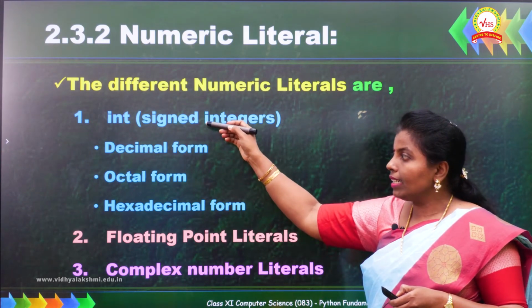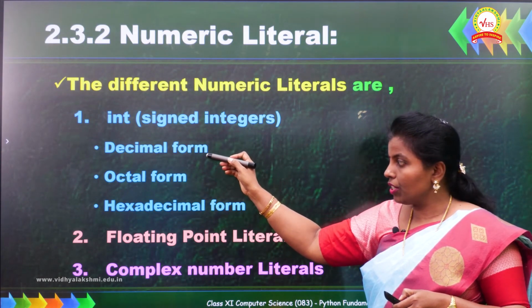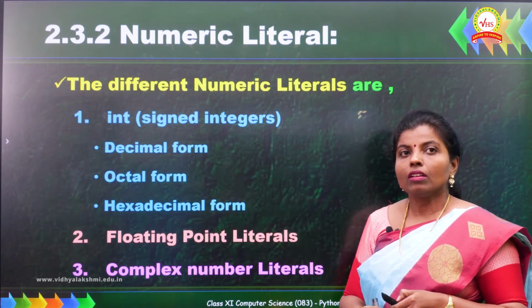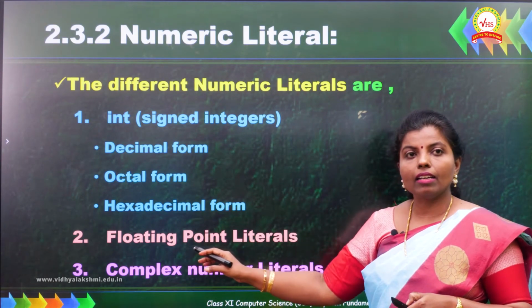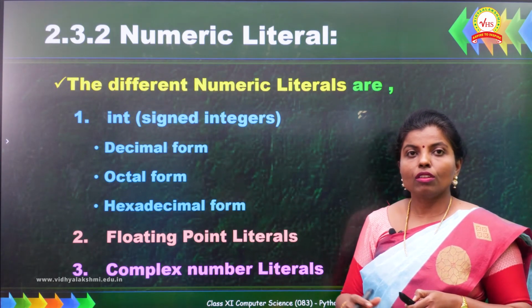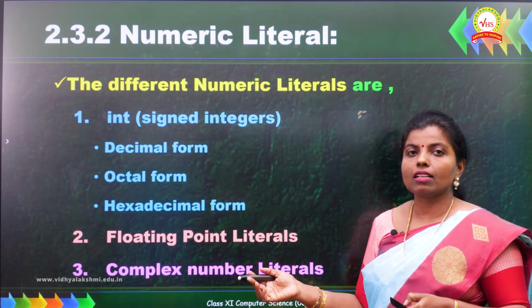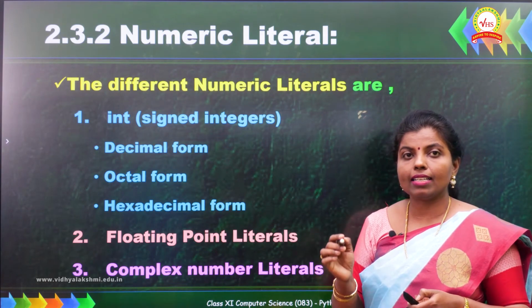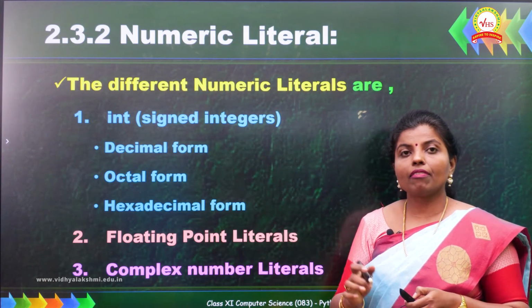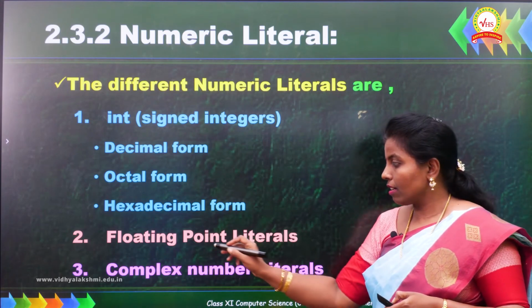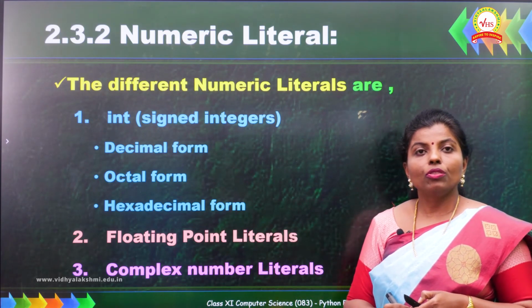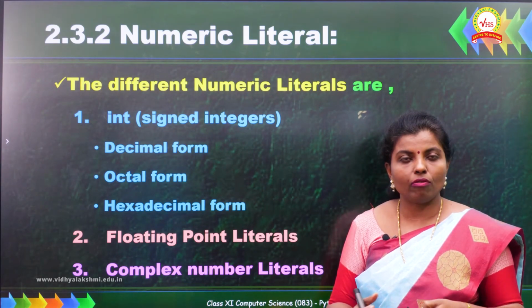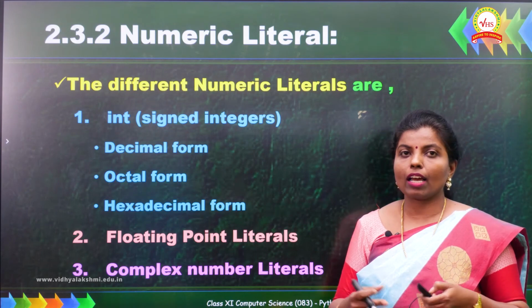So, the integer literal can be represented in decimal form, octal form and hexadecimal form, and also the numeric literal can be represented in a floating point form. The floating point literals are the literals with decimal point in it. If a number has a decimal point in it, it is referred to as a floating point literal. The floating point literals can be represented in two forms. They can be represented in fractional form and also in exponent form.